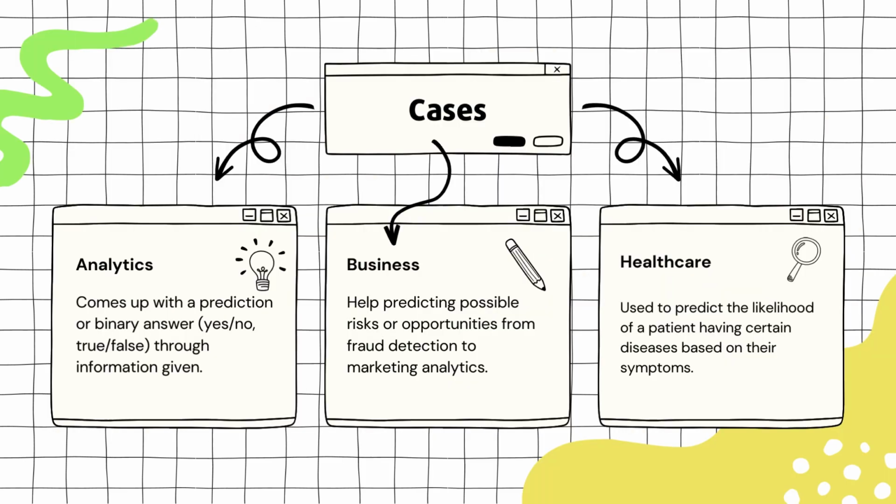As for the cases where logistic regression can be used, the first is analytics, where it can be utilized for making decisions or predicting based on the information given. It also helps with decision making, usually through binary classification, which is yes, no, true, or false, and it is useful for predictive analytics and statistical modeling. Then we have business, where you can use logistic regression in a wide range of tasks, from an operations perspective in predicting risks and opportunities to an advertising and marketing standpoint. We can also use logistic regression in healthcare, where it can be used in medical research to determine the probability of a patient having certain diseases based on factors such as symptoms, family history, etc.